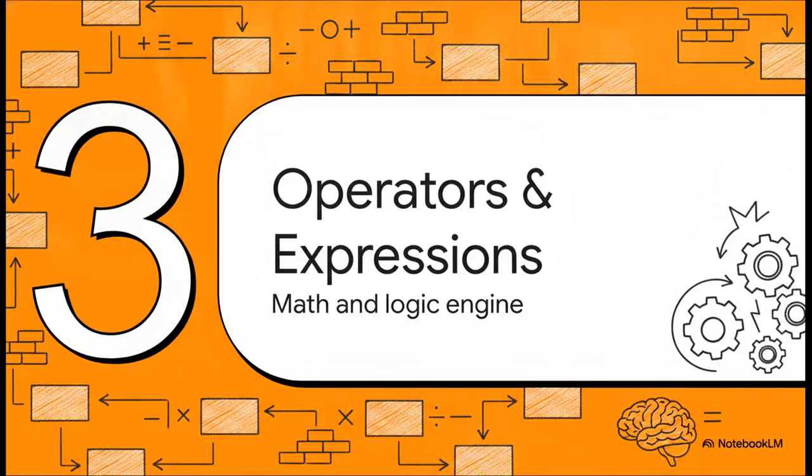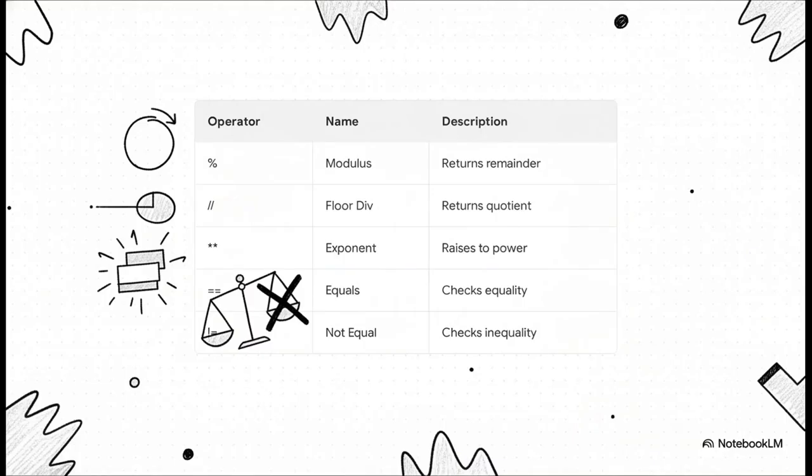Next up is Section 3, Operators and Expressions, the math and logic engine. Think of operators as the mortar that connects our data blocks together. Now, you're probably already familiar with standard math operators like plus and minus, but Python has some surprising and frankly really fun unique operators. Take a look at the modulus operator, that's the percent sign. It divides two numbers but only returns the remainder. Then there's floor division, which is the double slash.